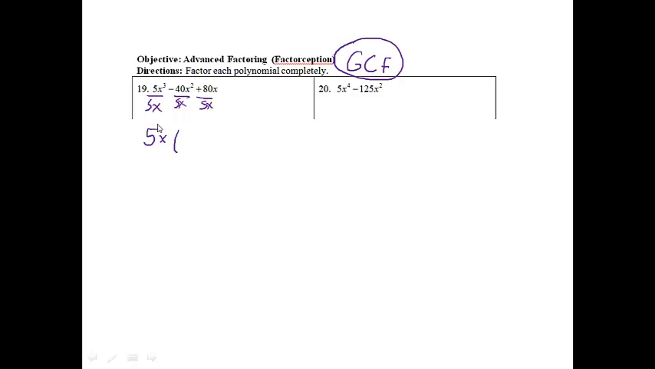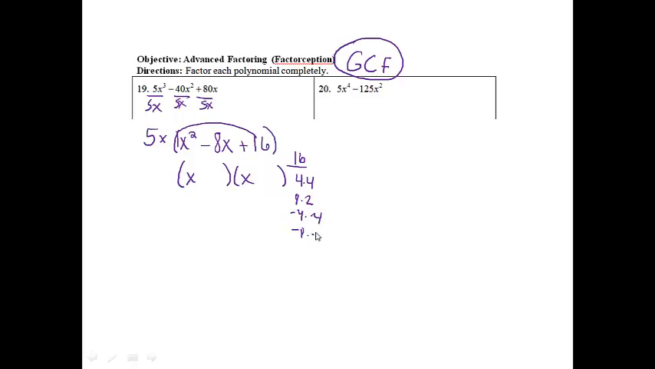When I do that, 5 divided by 5 is 1, x squared, minus 40 divided by 5 will be 8x, and then plus 80 divided by 5 is 16. Now from here, we've opened up a new factoring problem because this is a quadratic trinomial, and we get to put our two sets of parentheses with x, and then we'll take our 1 times our 16, and think what times what would give me 16. I've got 4 times 4, 8 times 2, negative 4 times negative 4, negative 8 times negative 2.